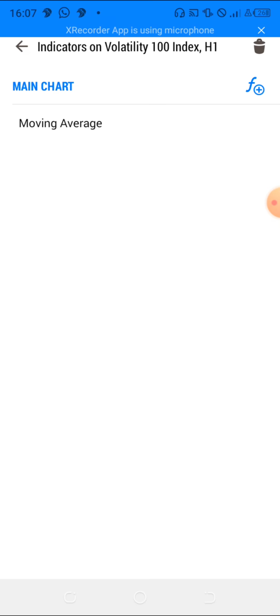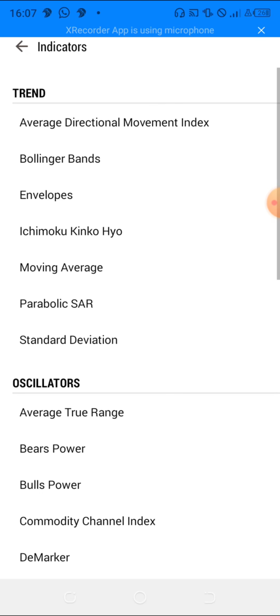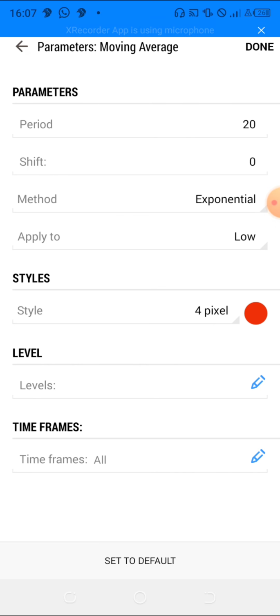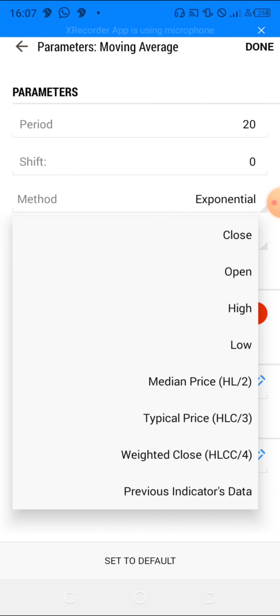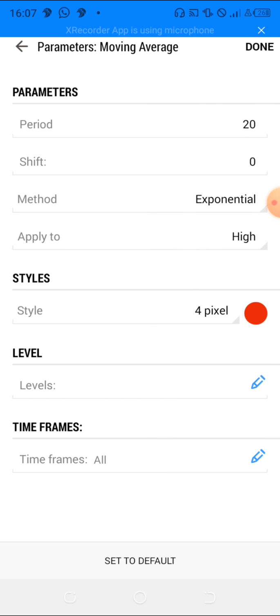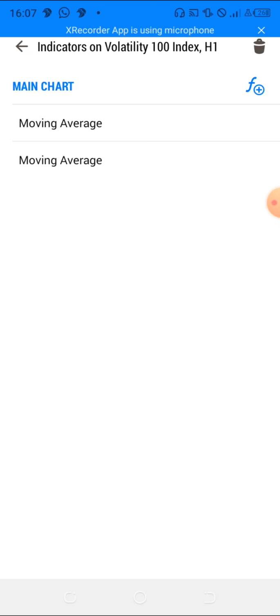Then you're going to go back to this F icon, and we go to the trend indicators. We're going to add another moving average. This time we have a period of 20 again, shift 0, method exponential. Then here we're going to use high. On the style this time we're going to make use of the color green. Some might call it lime, I'm just going to call it green. Then when you're done, you click done.